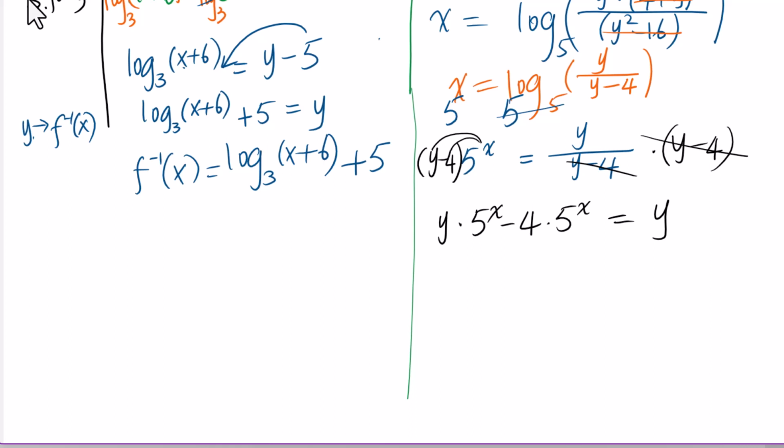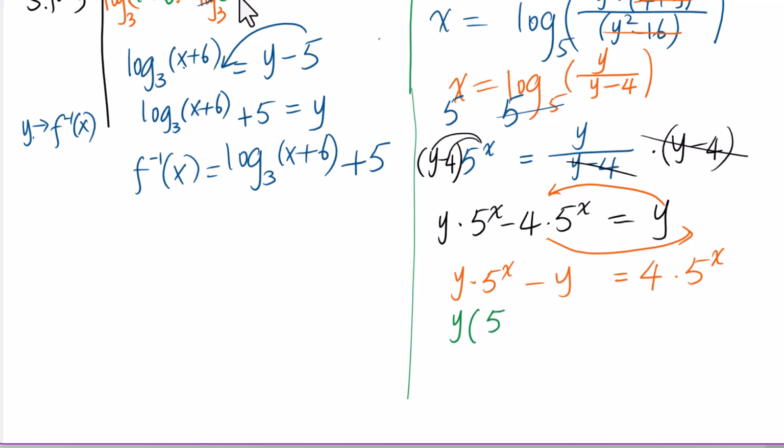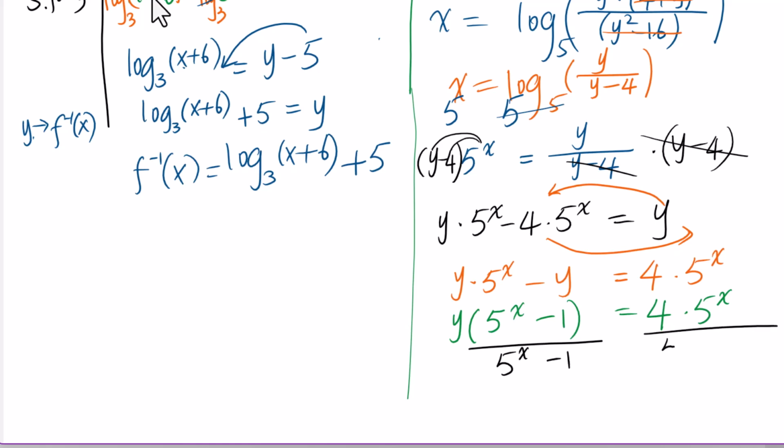This is a linear equation. Isolate the y on one side. Y times 5 to the x power minus y equals, cross the river change sign, 4 times 5 to the x power. Then we take y out. 5 to the x power minus 1 equals 4 times 5 to the x power. Solve for y. So we divided by 5 to the x power minus 1 both sides.